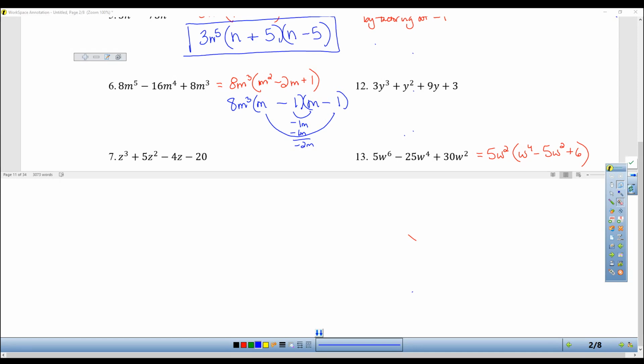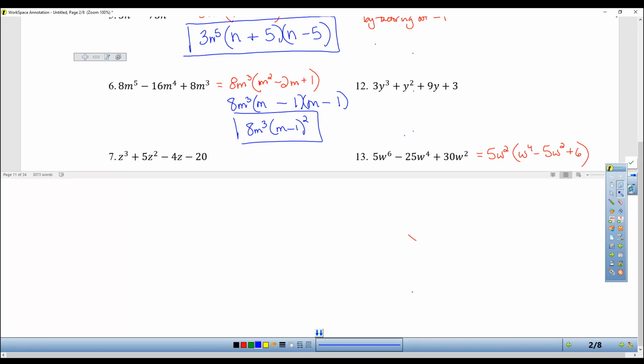But remember, our final step is going to be to write that as 8m cubed times m minus 1, the quantity squared. That's how you pronounce that. M minus 1, the quantity, is being squared.